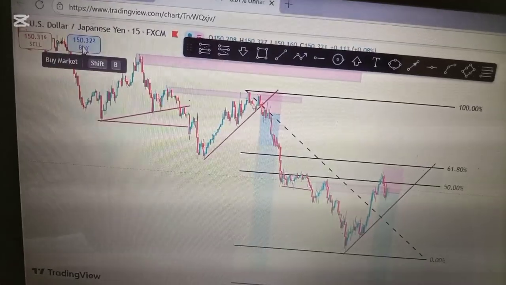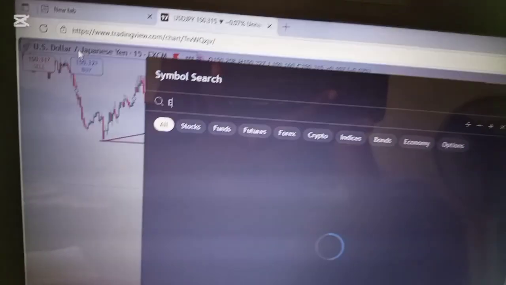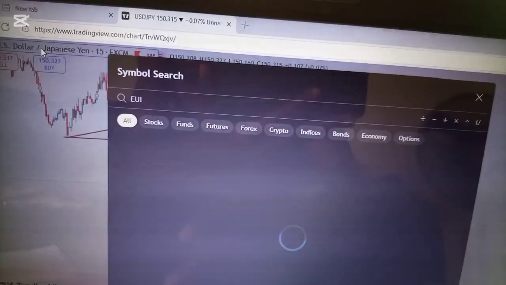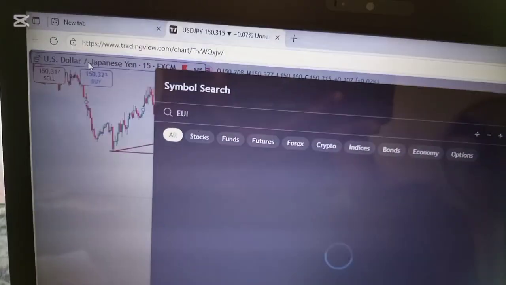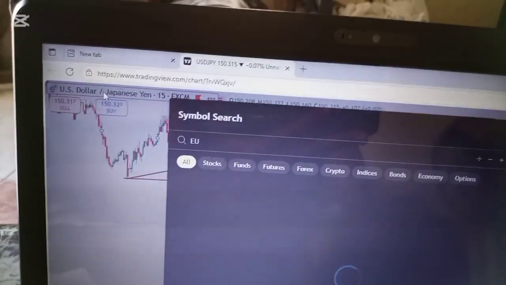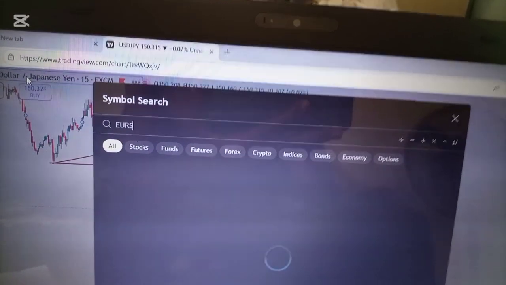Now, when we go to Euro JPY, I actually put this counter trend line break strategy. I applied it yesterday, but I entered wrongly, guys, because it didn't break on Euro USD.